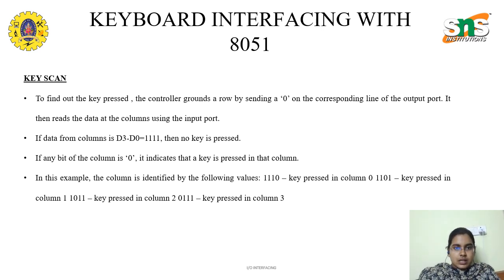To find out the key press, the controller grounds a row by sending 0 on the corresponding line of the output port. It then reads the data at the columns using the input port. If data from columns D0 to D3 is equal to 1111, there is no key pressed. If any bit of the column is 0, then it indicates that a key is pressed in that column. In this example, the column is identified by the value 1110. Now, column 0 is pressed. For example, 1101 means column 1 is pressed. So depending upon the 4 columns, if either column is 0, that particular column is being pressed. Thus the key is scanned.